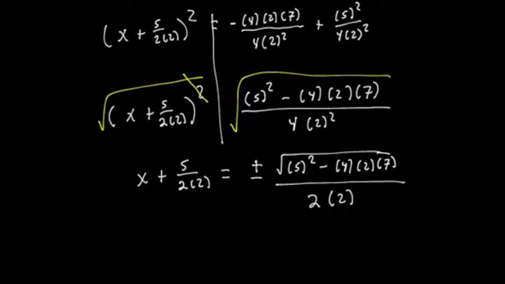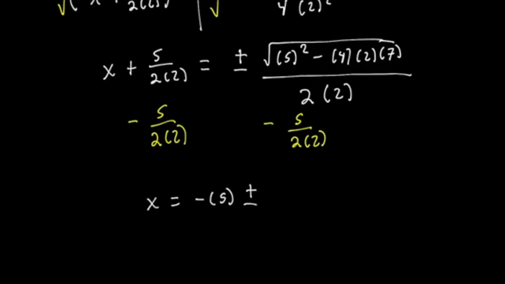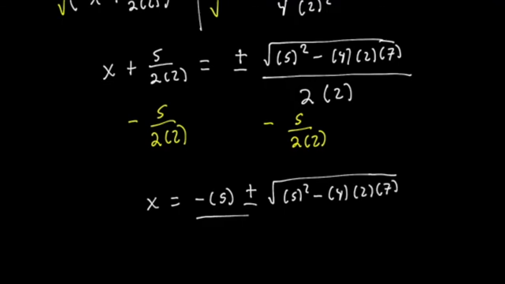so I'm left with a 2. And to isolate x, I now can subtract 5 over 2 times 2 from both sides of the equation. And I am left with x equal to negative 5 plus or minus. And notice that here we have a common denominator, so I'm going to combine the numerators here. So we have plus or minus root 5 squared minus 4 times 2 times 7. And all of this is going to be over 2 multiplied by 2.